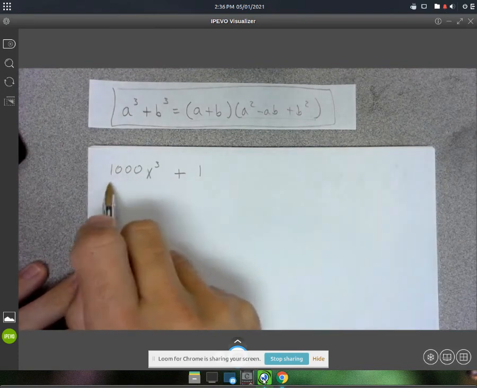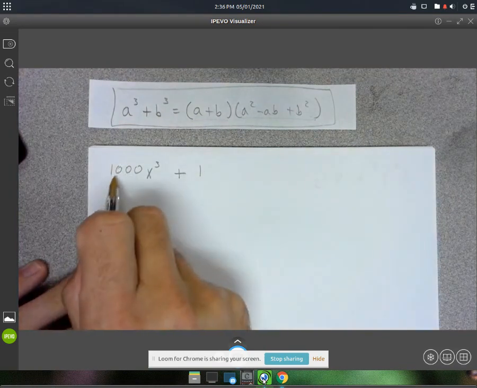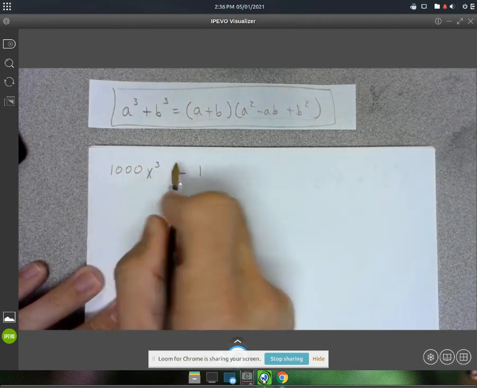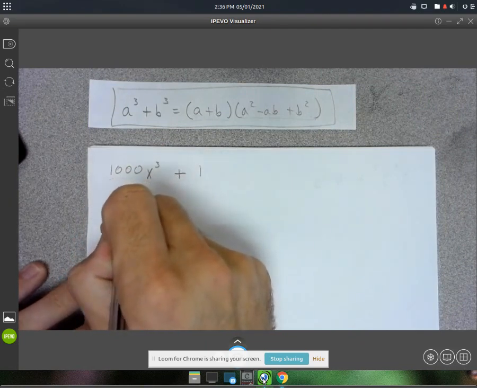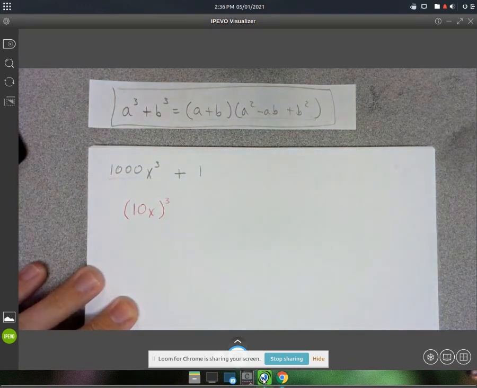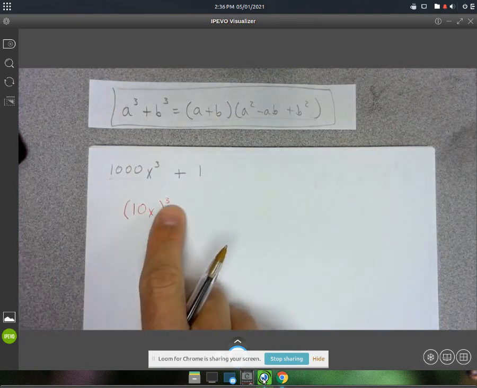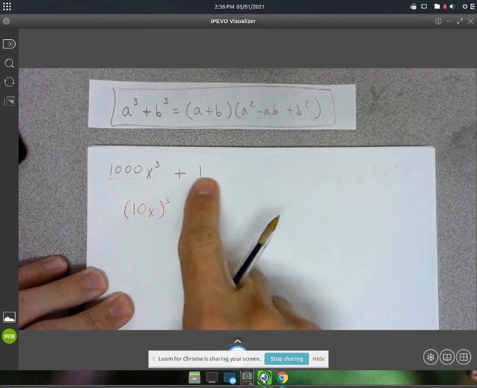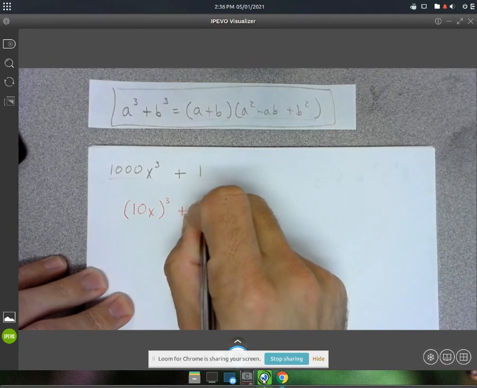I want to express each of these terms as a perfect cube. All right. So the idea here is that 10 times 10 times 10 will equal 1,000, and then x times x times x will equal x cubed. So I can express this term as a perfect cube. It would be 10x all raised to the third power. And then 1 is also a perfect cube because it is equal to 1 to the third.